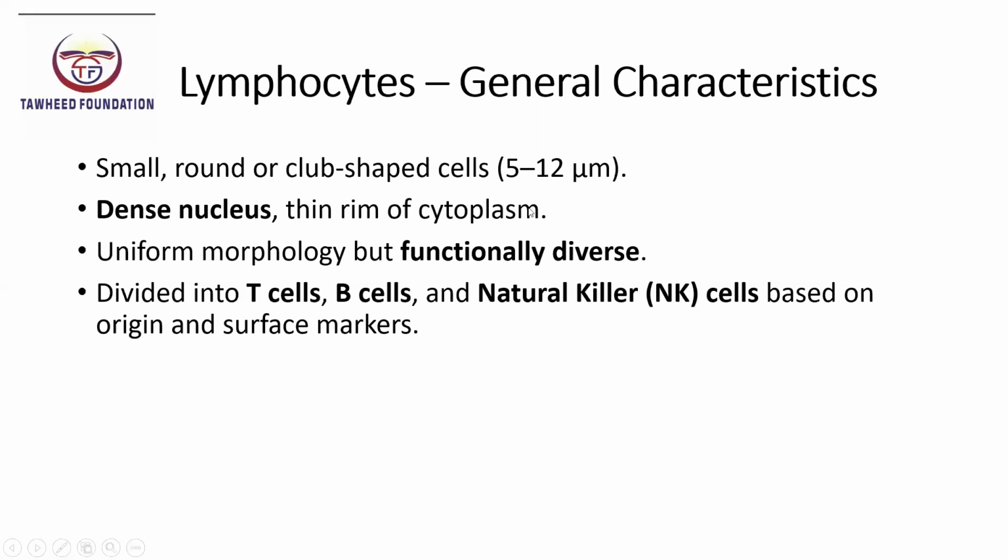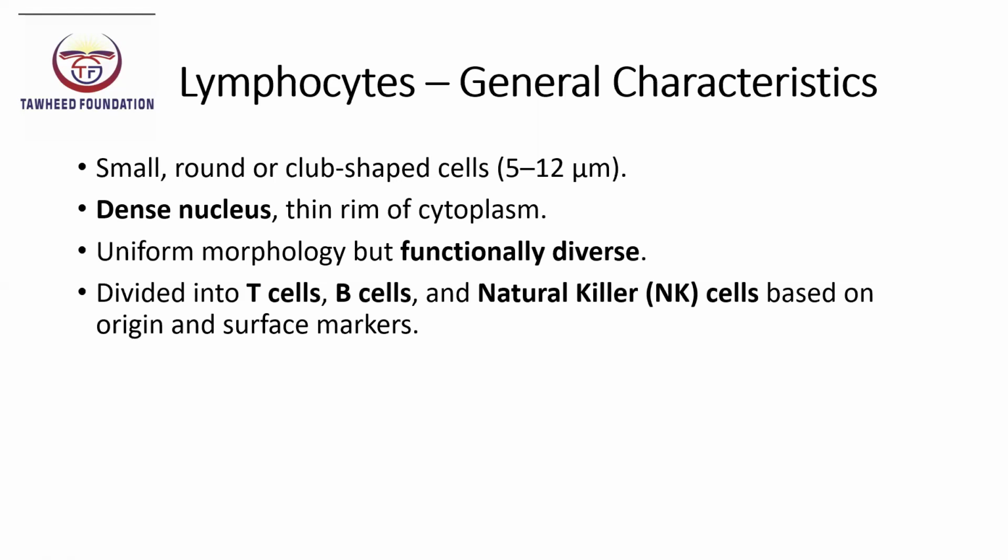Next is lymphocytes' general characteristics. Lymphocytes are small, round cells typically measuring 5 to 12 μm, that is micrometers, in diameter. They possess a large, darkly staining nucleus and a thin rim of cytoplasm. Although they appear similar under a microscope, lymphocytes are functionally diverse.